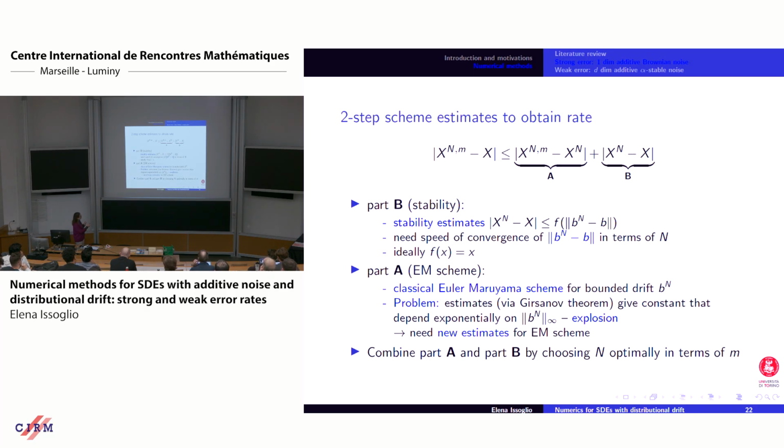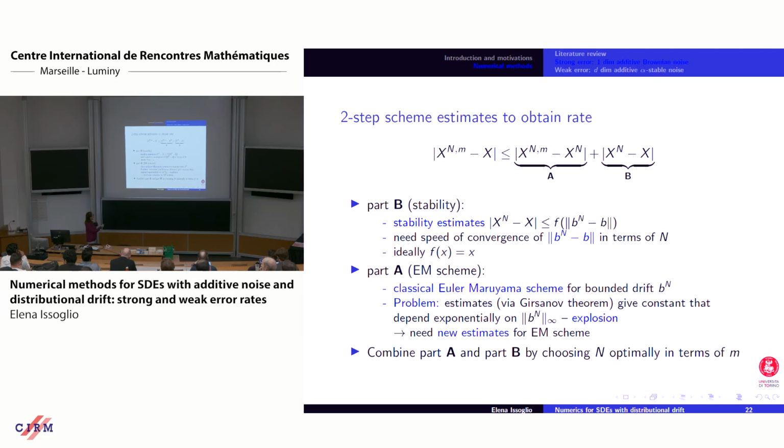Well, you split the error into two terms. One part, I don't know why I start with B, this Xn minus X, is stability, so you want some estimates that say if Bn converges to B, then Xn converges to X. Okay, so this is a stability estimate. It doesn't have to do with numerics, and it's quite standard, but B is a distribution. So it's a bit tricky to find these estimates. At least we found it tricky.